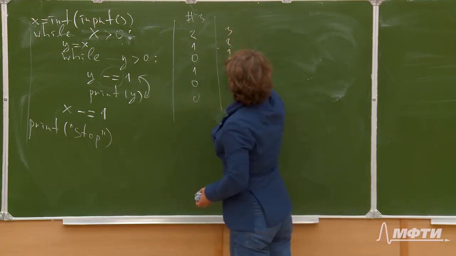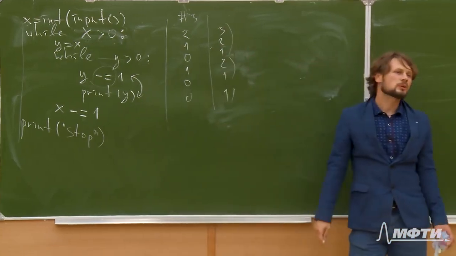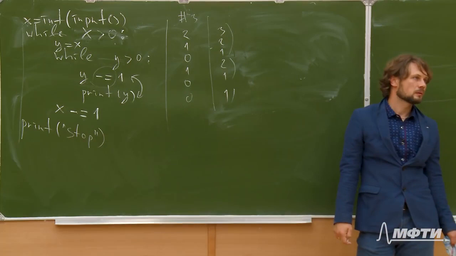3, 2, 1, 2, 1, 1. Well, it's clear, right? I printed such a ladder. Is that clear?